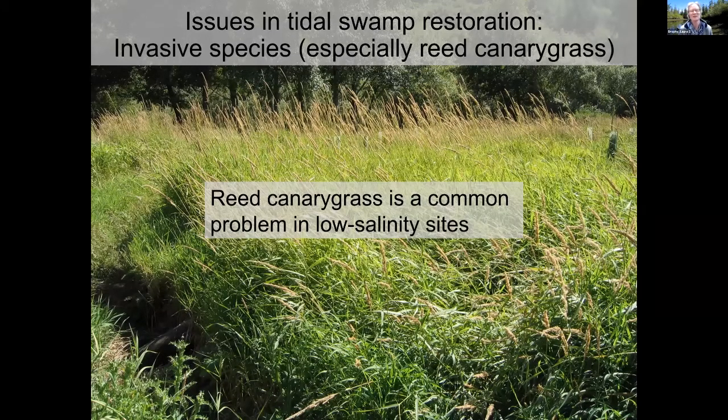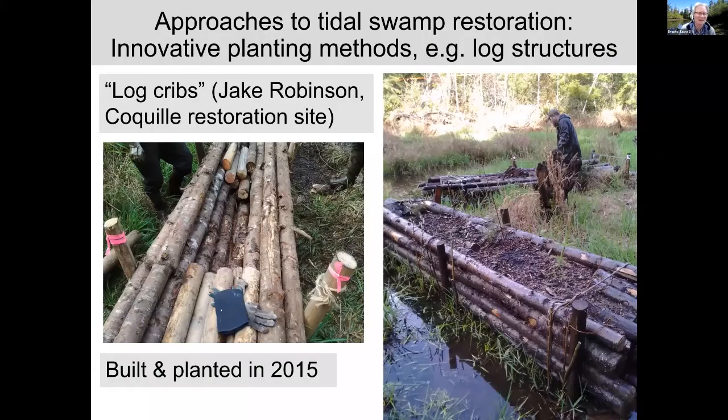And there are some people doing some really neat innovative techniques on this. Here are some log cribs that Jake Robinson has been using in the Coquille, and he is using them to plant Sitka spruce saplings inside these elevated areas, give them a head start against the reed canary grass. And these also are attached to posts where they can float on a high tide. It's a pretty neat system.